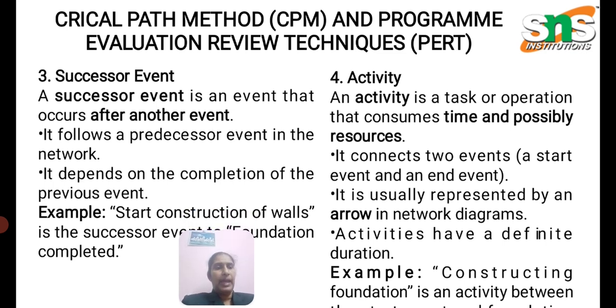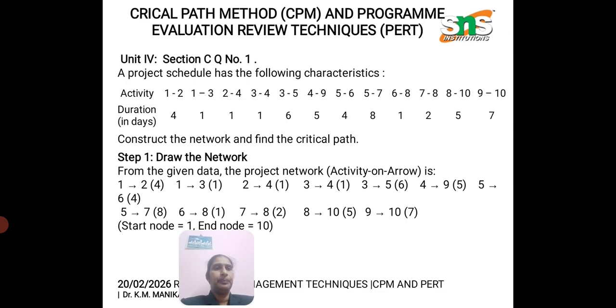So what is meant by activity? An activity is a task or an operation that consumes time and possibly resources. It connects two events. It is usually represented by an arrow mark. An activity has a definite duration.